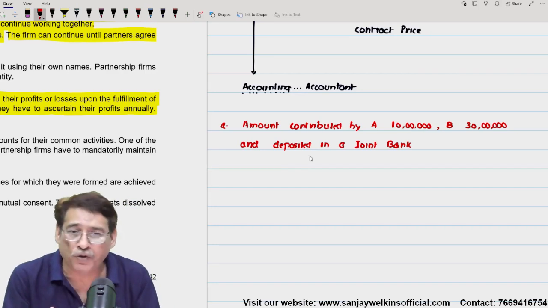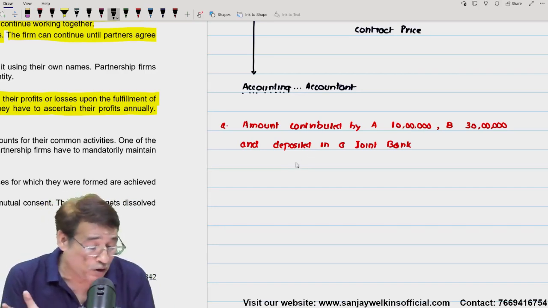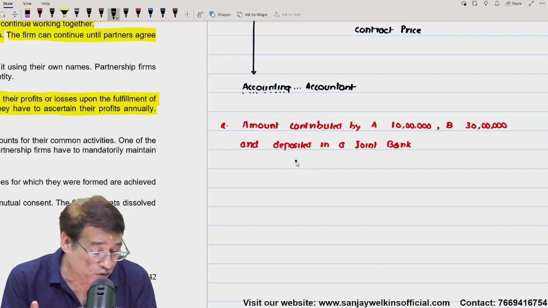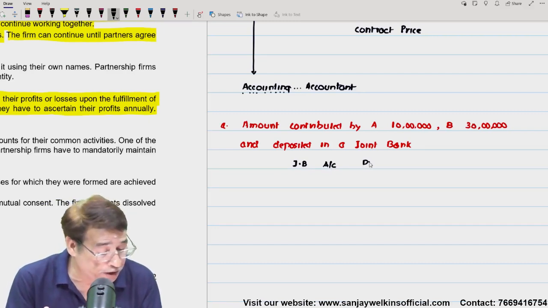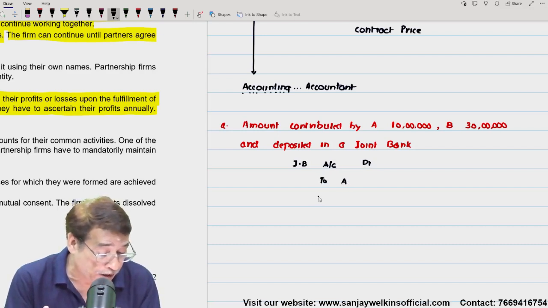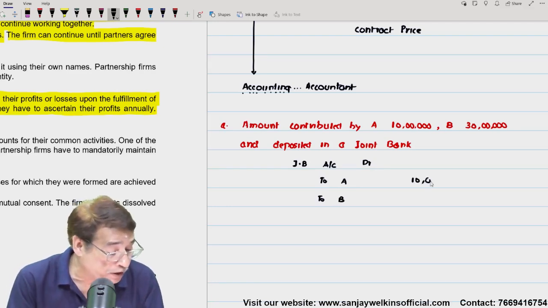Correct? You are doing the accounting on behalf of these co-venturers. So how you are going to record these transactions? You are going to record this transaction in this manner. You are going to write an entry, joint bank account debit. Then you are going to write co-venturer A, co-venturer B. Co-venturer A has contributed 10 lakh, while co-venturer B has contributed 30 lakhs. So total amount which they have contributed has been deposited in joint bank account, 40 lakhs.